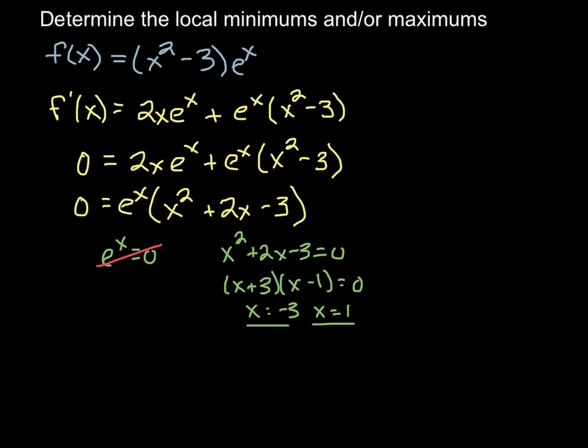So now I'm going to set up my number line. We have negative 3 and we have 1. Those are our critical points. So now we have 3 intervals this time. We have numbers to the left of negative 3, in between negative 3 and 1, and after 1.